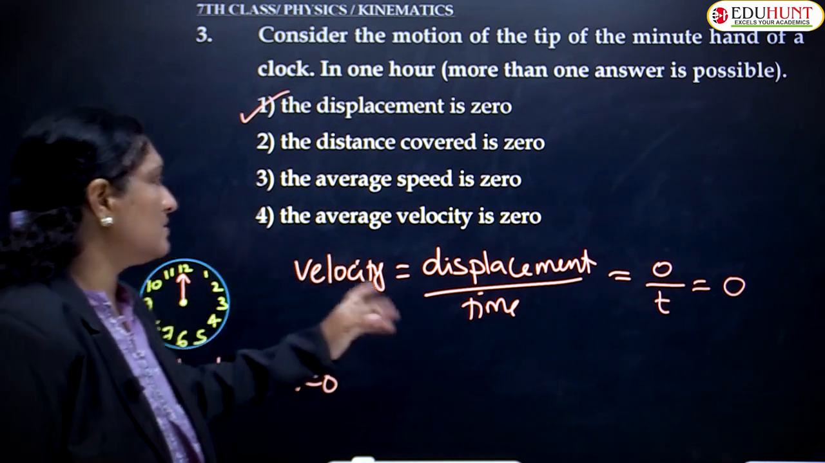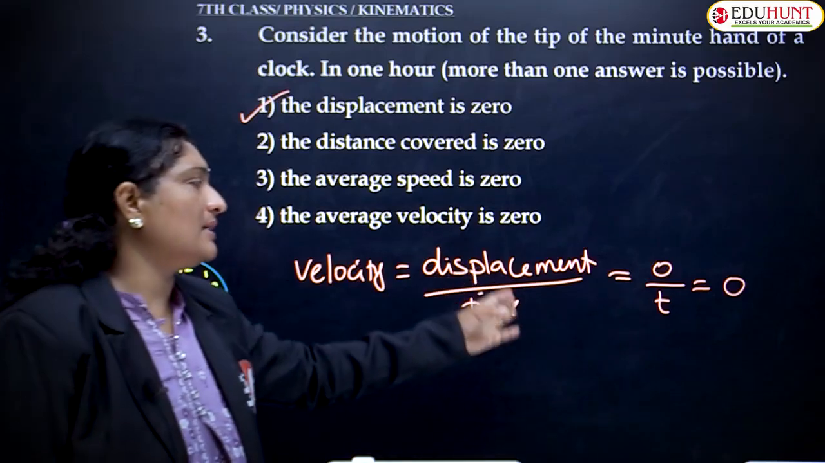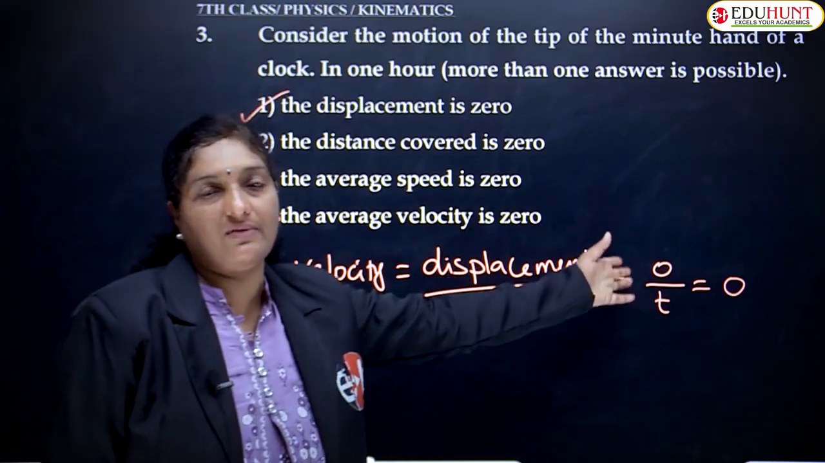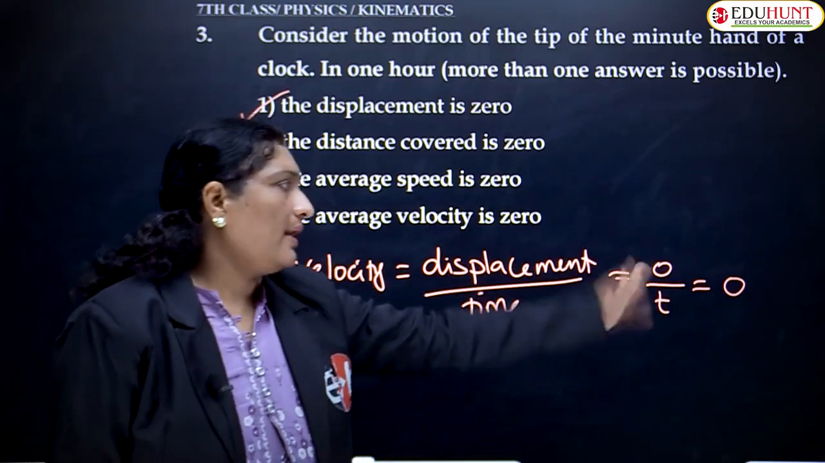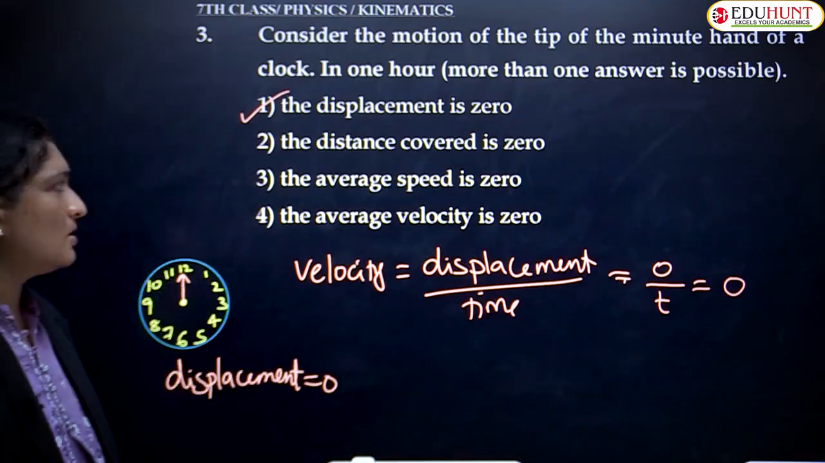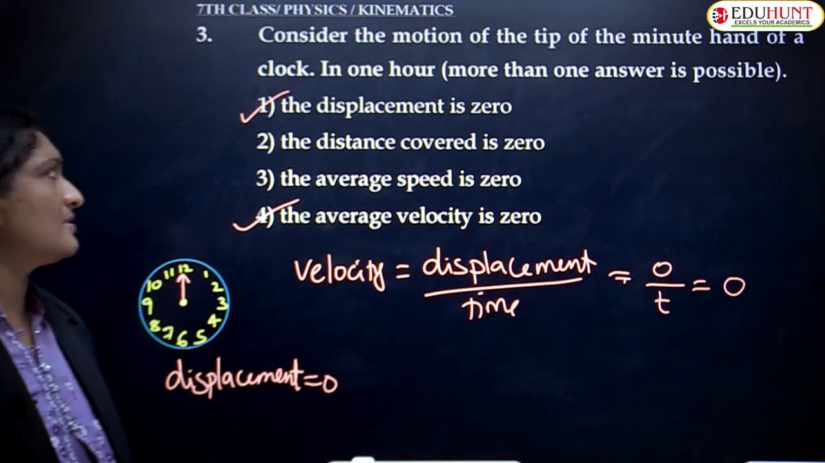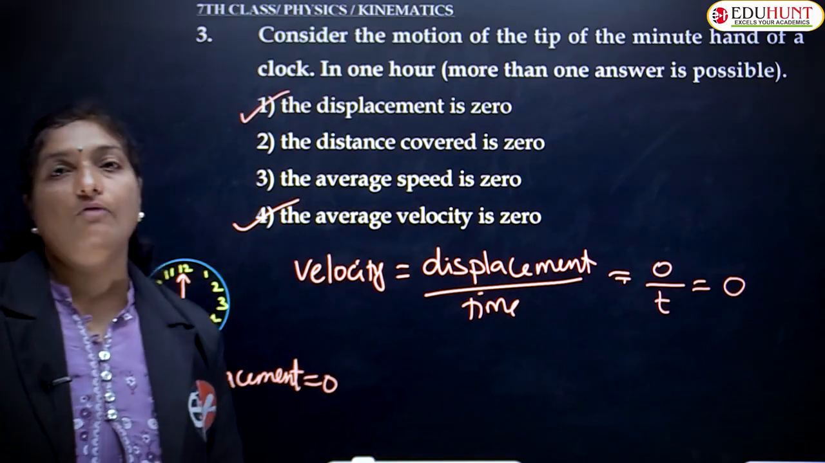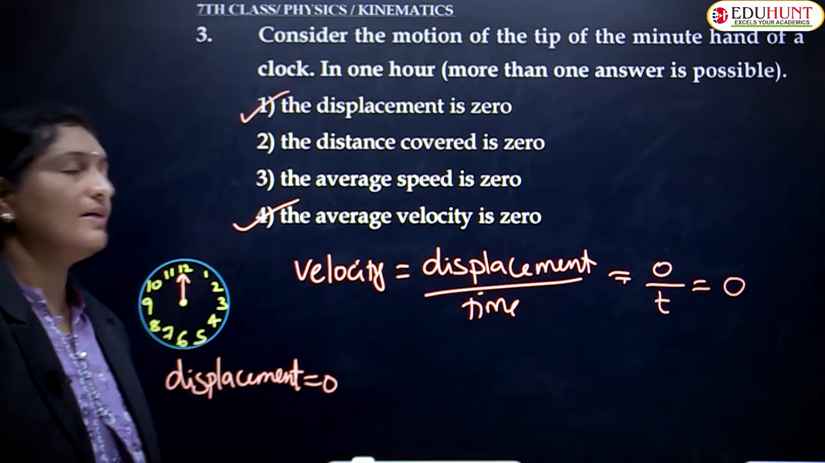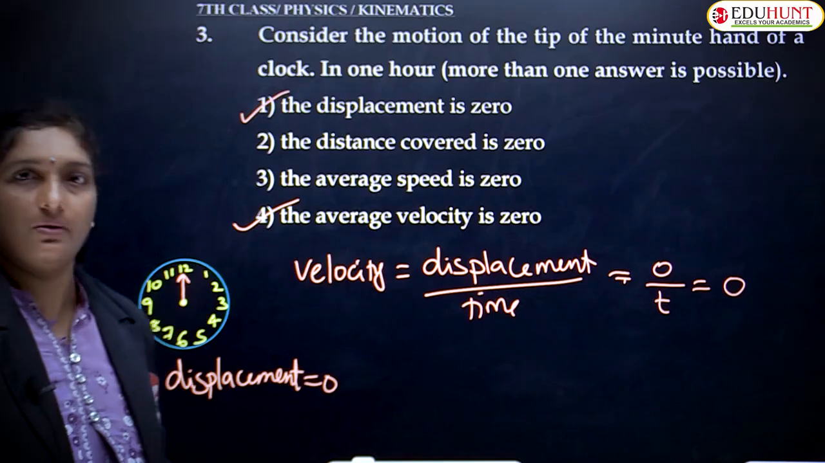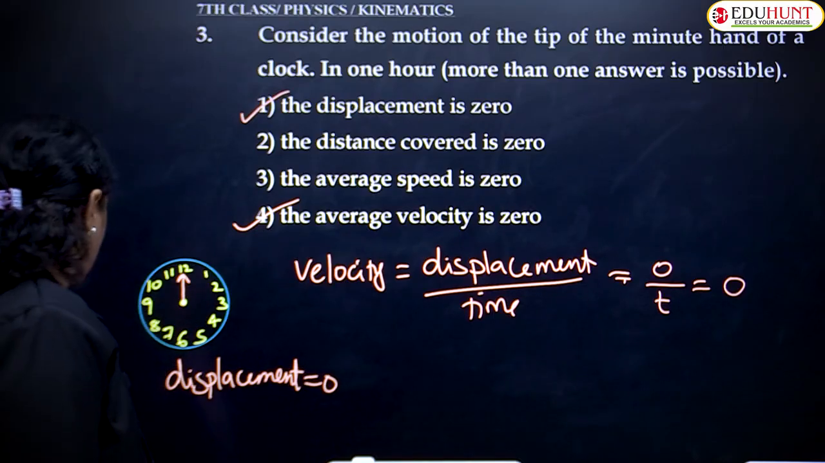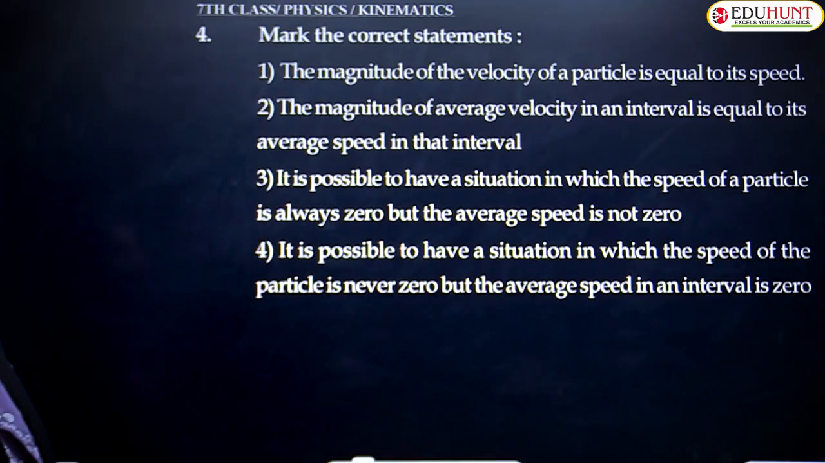The average velocity, what is the formula for average velocity? The total displacement by total time. Displacement was 0 for 1 minute, hence the average velocity is also 0. So we have two options. What are the two options? First option, the displacement is 0, and fourth option, the average velocity is also found to be 0. Okay children, next, mark the correct statements.